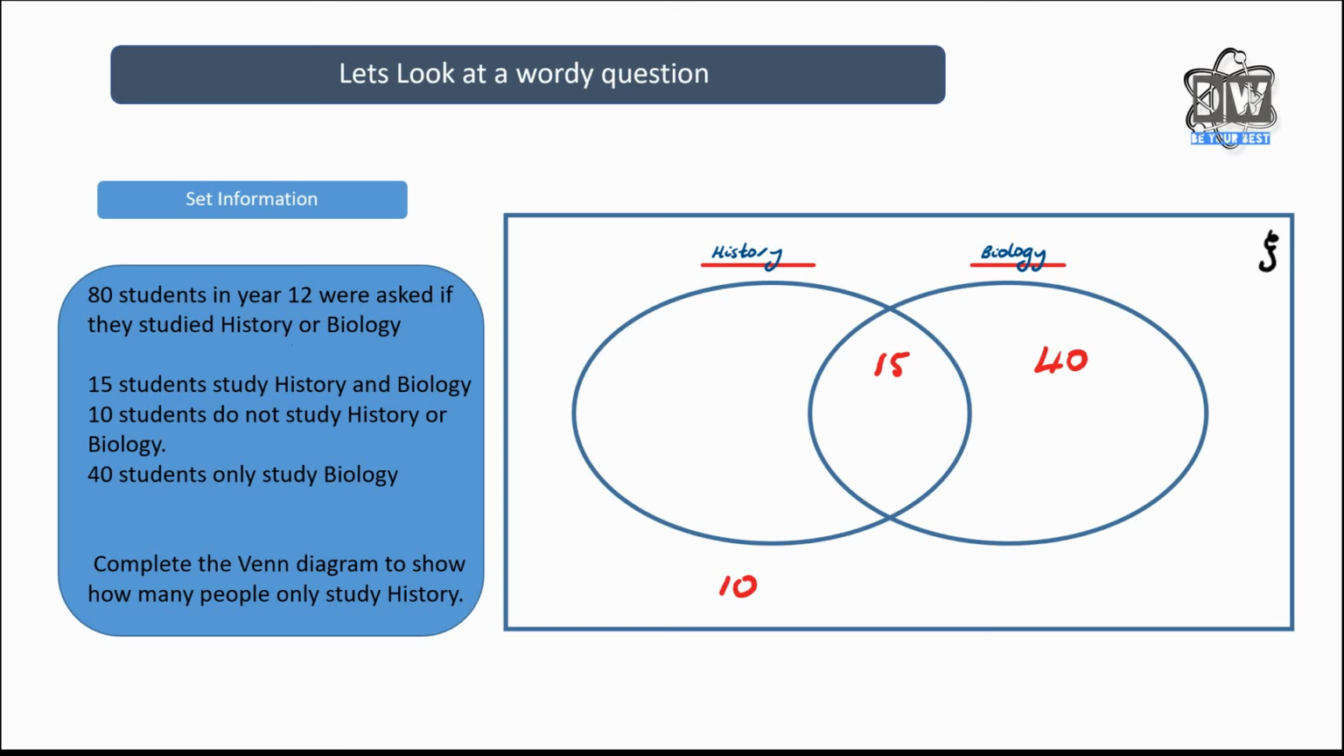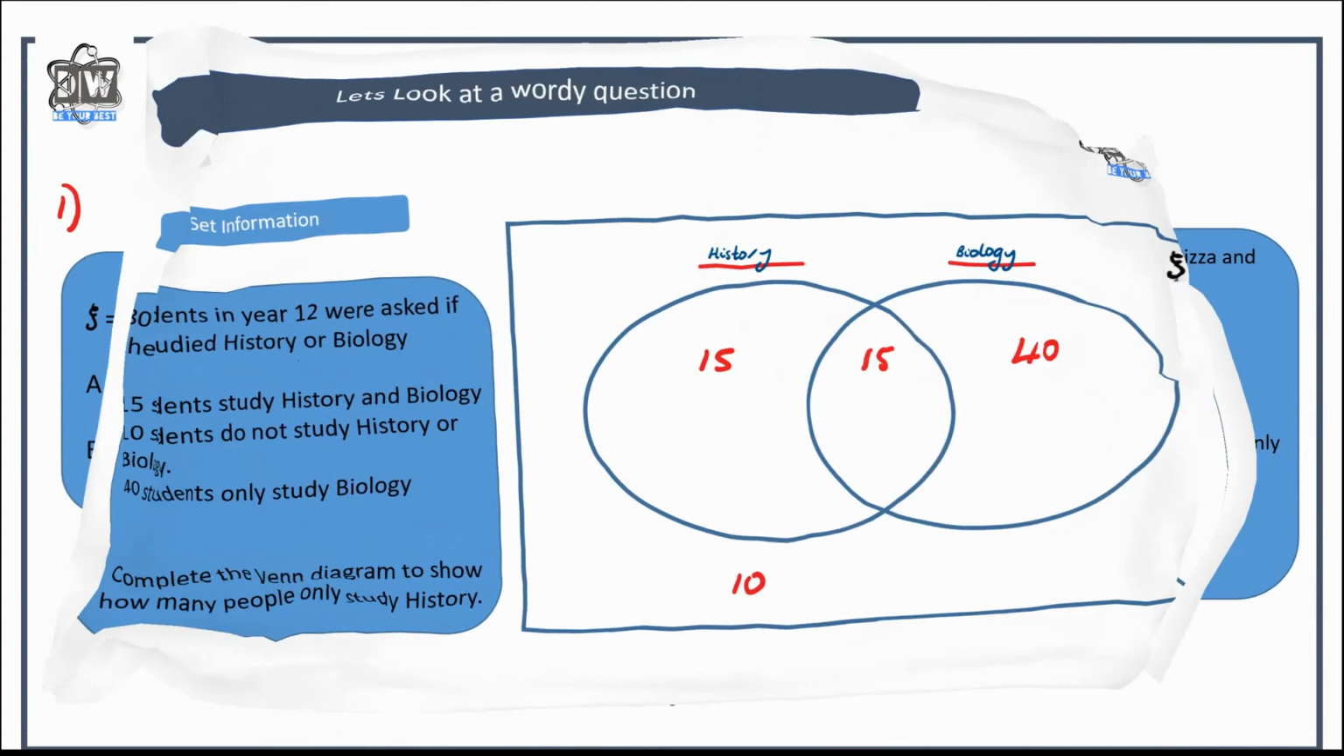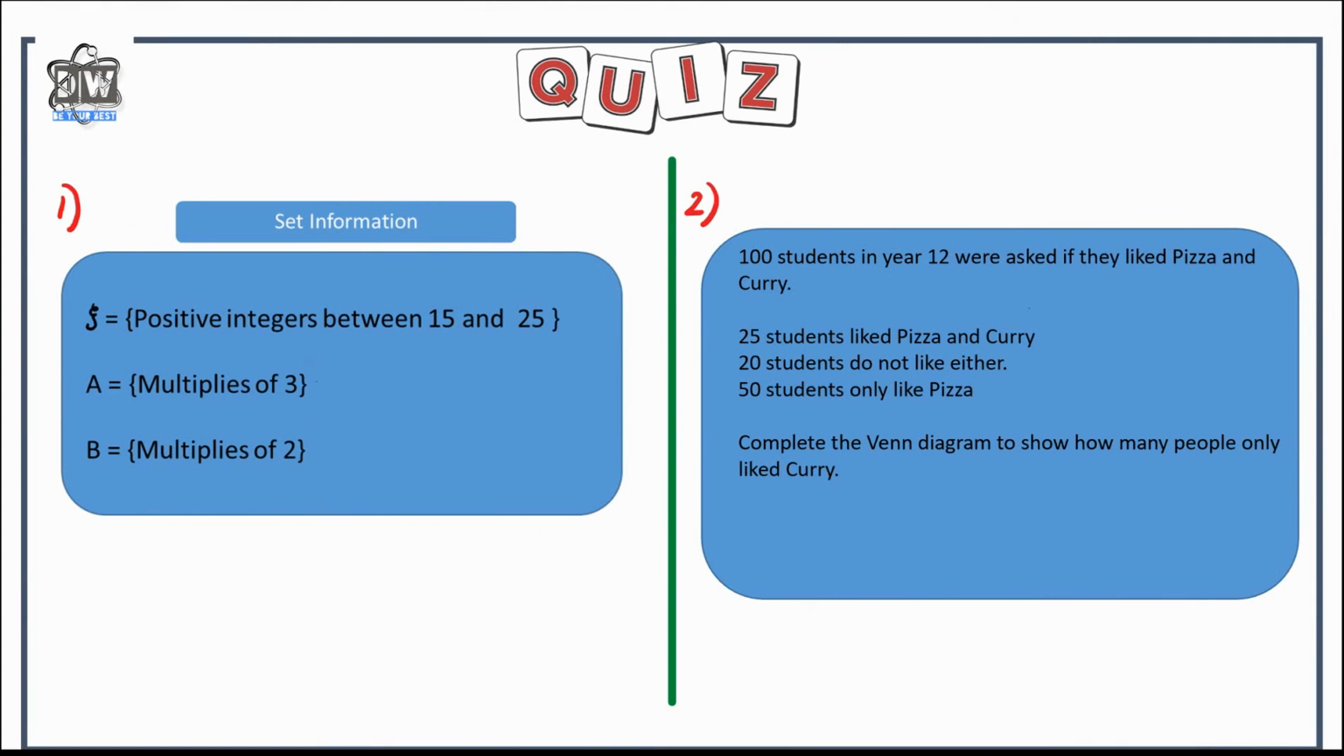So, how many do we have in total? We've got 80. So we've got 55 plus 10, that's 65. So how many people only study history? That's 15, because 15, add 15, add 40, add 10 equals our 80. And that's how easy it is. Once you fill in that information, then go and answer the question. I hope you're finding these not too difficult.